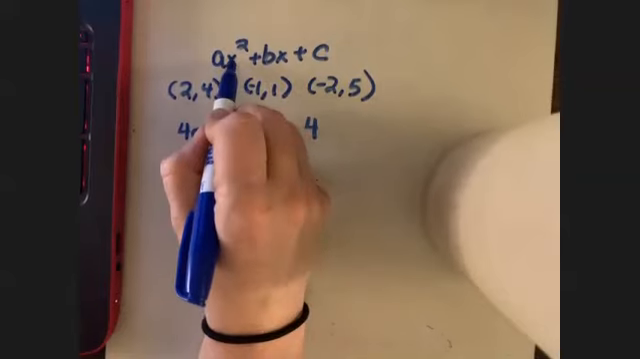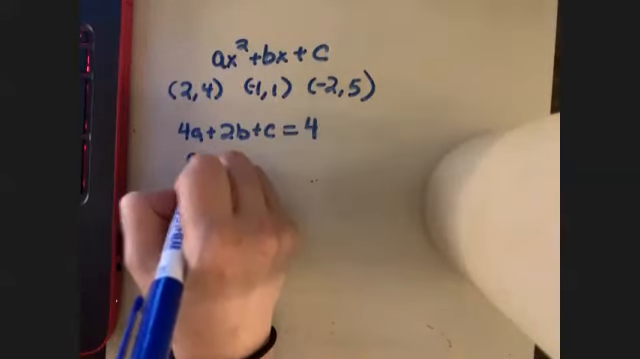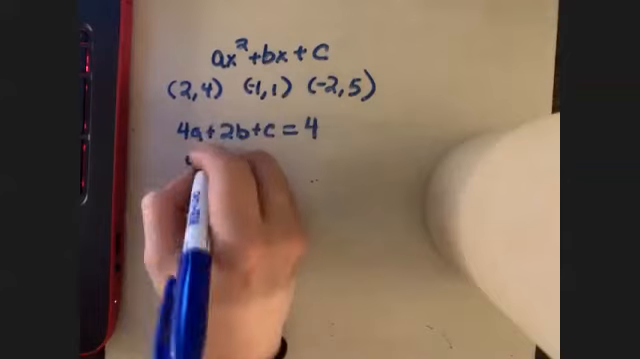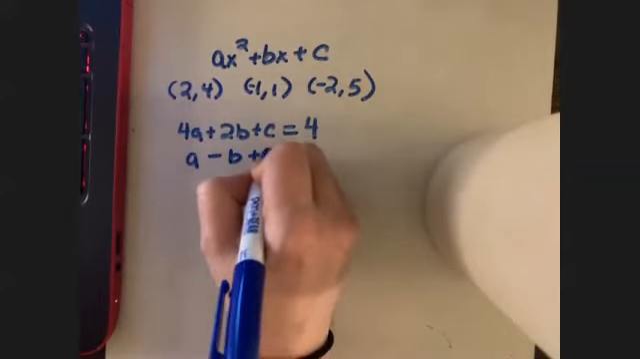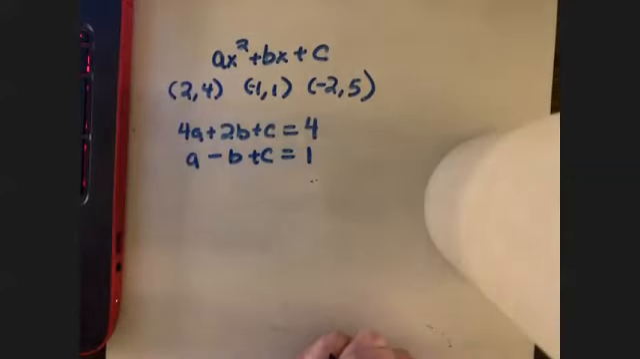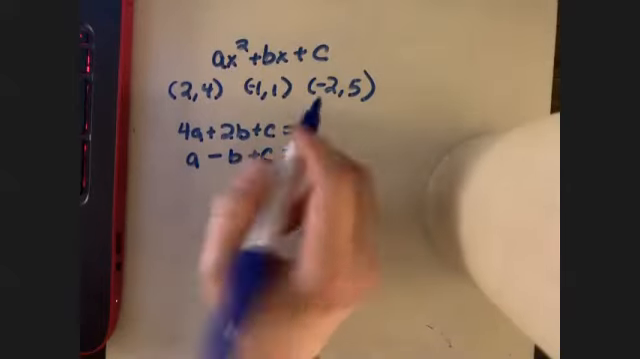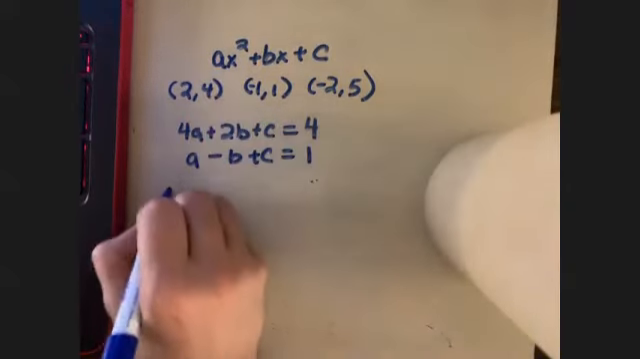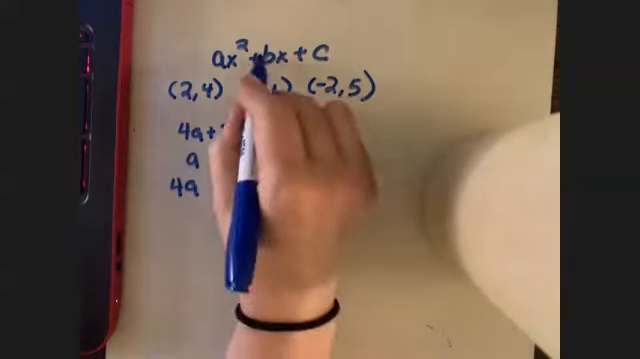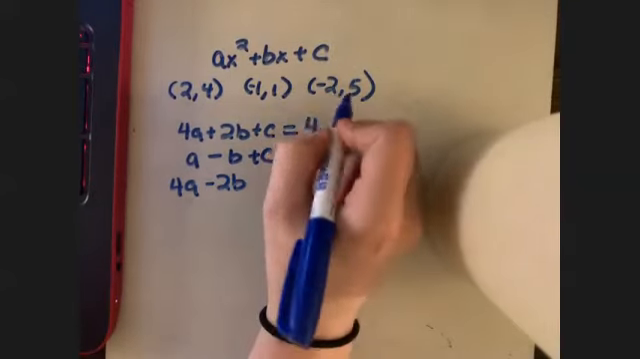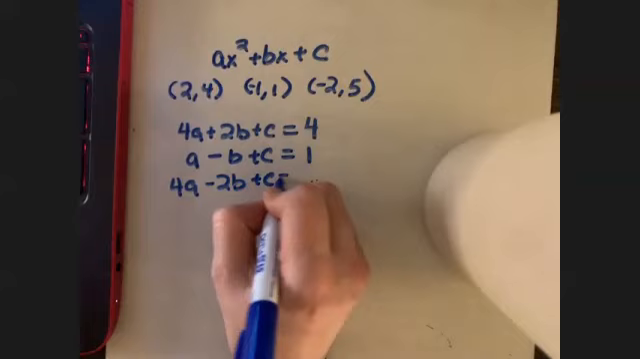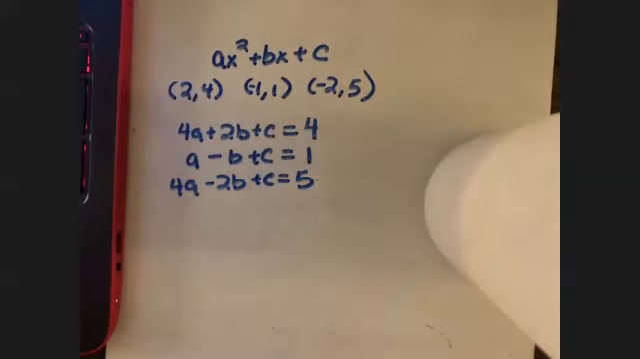So now plugging in negative 1. Negative 1 squared is 1, so it's going to be a. Negative 1 times b is going to be negative b. C is the same, and that's supposed to equal 1. And then plugging in negative 2 squared is going to be 4, so I've got 4a. Negative 2 times b is going to be negative 2b, and then c doesn't change, and that's supposed to equal 5.